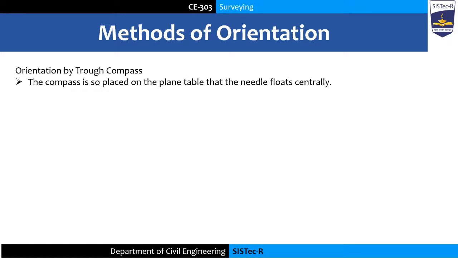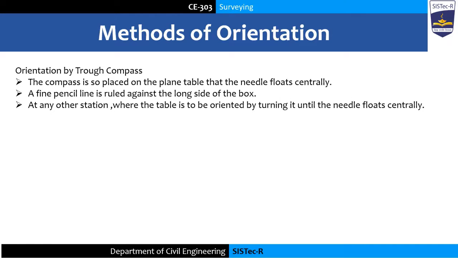When we perform the surveying on the first station, we will place the compass. The compass is so placed on the plane table that the needle floats centrally. This will give me the direction of north. A fine pencil line is ruled against the long side of the box. So whenever I start the survey from the first point, I will keep the rough compass on the board, and that will give me the direction of north. I will first make a line and mark the direction of north using the compass, and I will mark that line using a pencil.